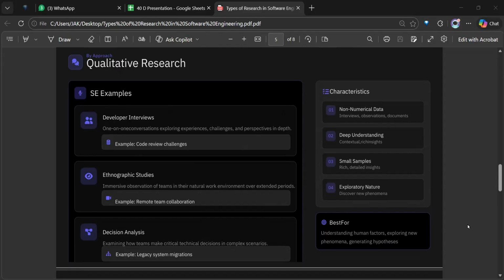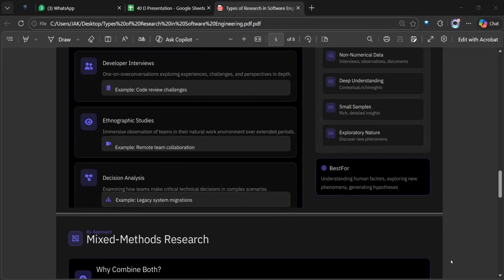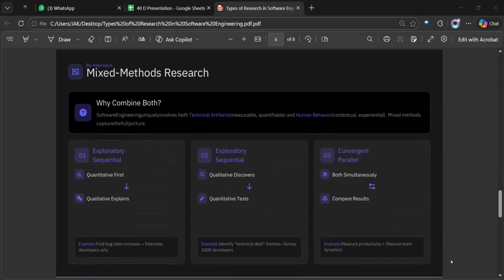In software engineering, this looks like talking to developers one on one, asking what makes code review harder for a team, or maybe watching a team work over time to see how they actually collaborate, or studying how teams make big decisions like switching to a new system. Use this method when your question is about people and their experiences. Now, the next slide, which is mixed methods research.